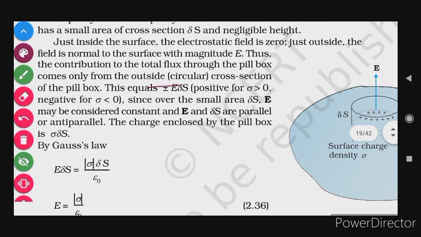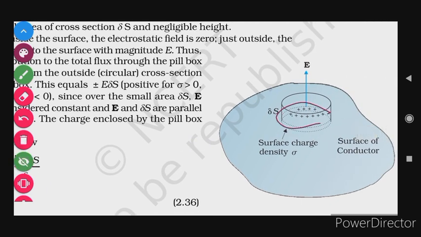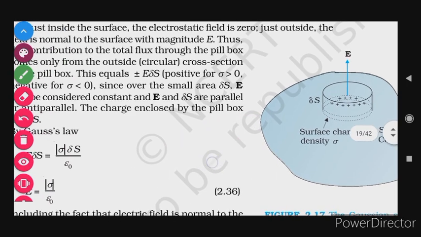The flux is equal to plus or minus E del S. This is the formula of flux, with minus if the charges are negative. Since over the small surface area del S, E may be considered constant, and E and del S are parallel or anti-parallel, the charge enclosed by the pillbox is sigma del S. What is the charge enclosed by this pillbox? It is sigma times del S, the surface charge density times the small area. That is the charge enclosed by the cylinder.